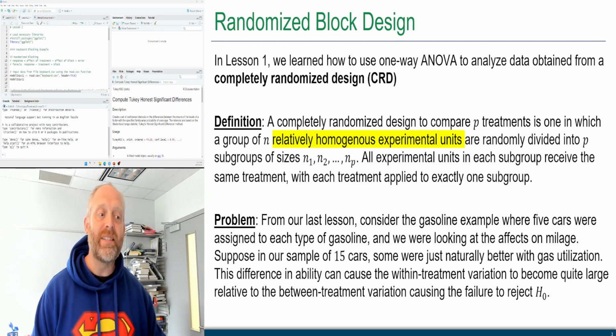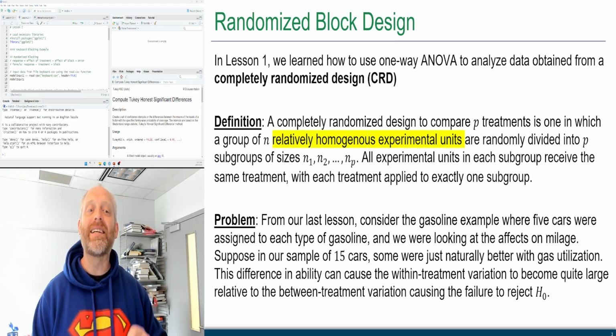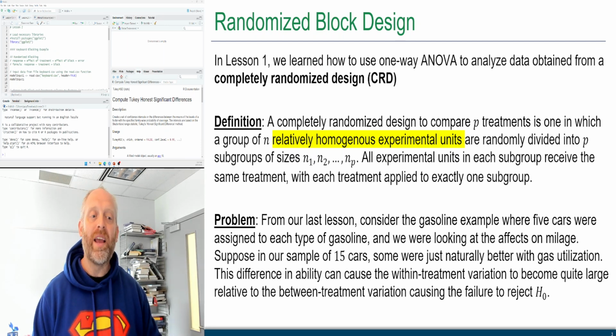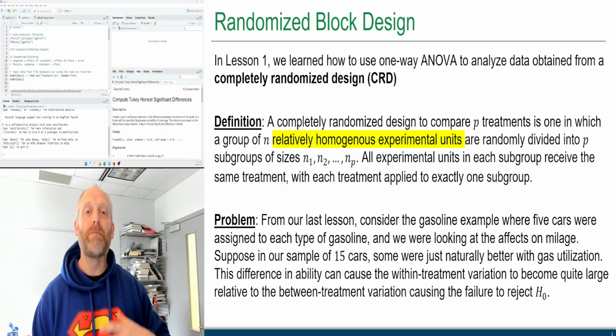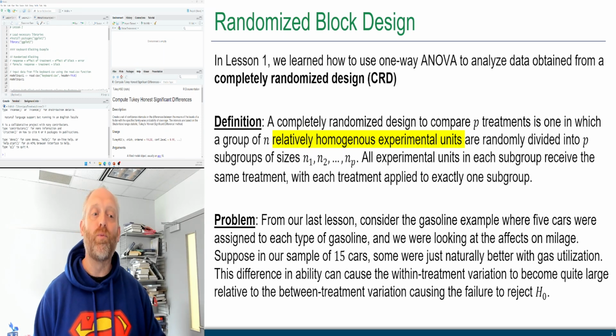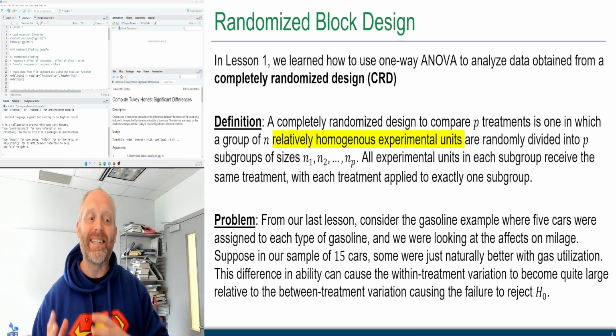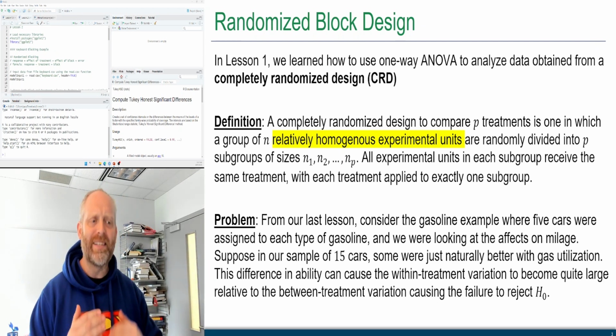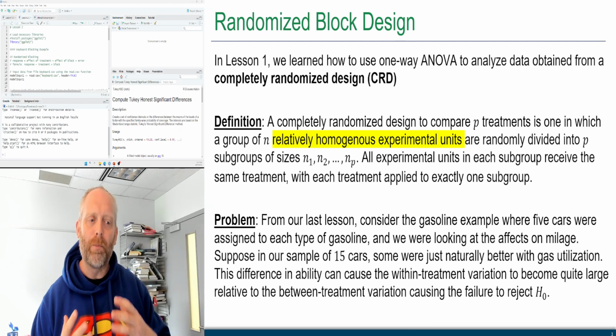So P treatments in general is one in which a group of N, and here is the key part that really distinguishes the difference between the two, we have N, the number of experimental units. These have to be relatively homogeneous, which basically means the ability of each one has to be relatively the same. So if we think back to the gasoline example, and this is the problem I have here afterwards, I'll jump back into the definition in just a second, but let's look at the problem.